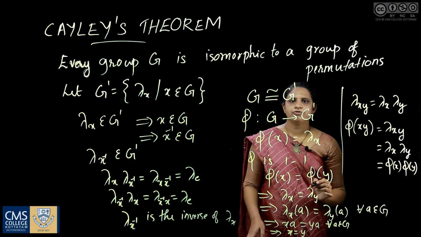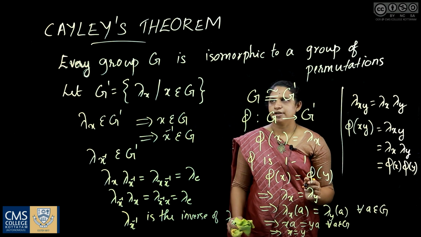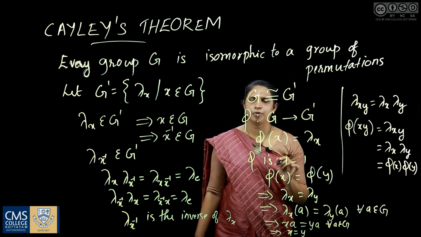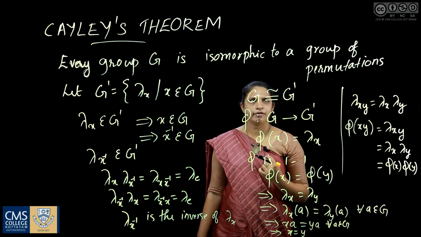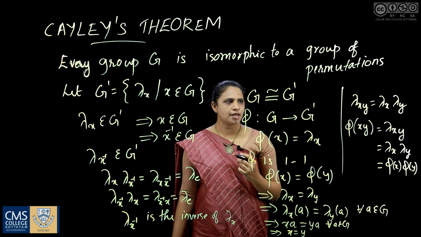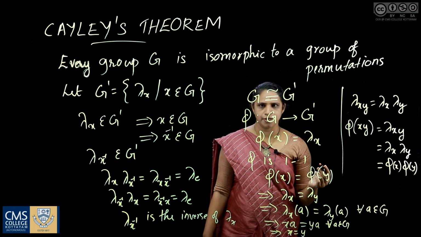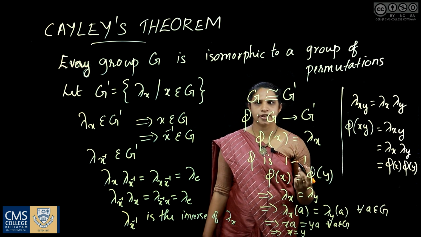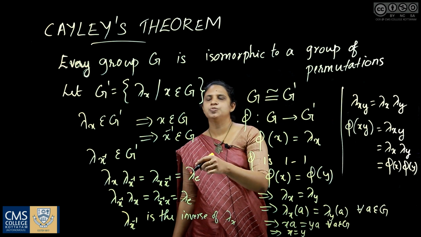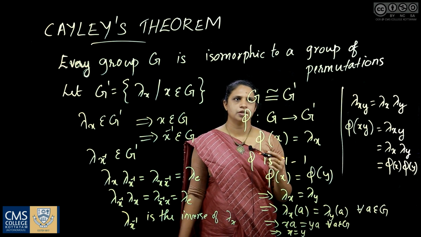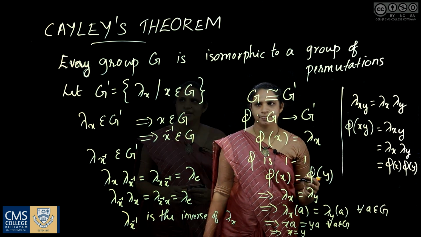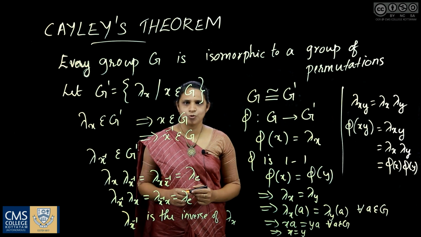So, the proof of Cayley's theorem is completed, because the theorem is: every group G is isomorphic to a group of permutations. Here we have defined a group G dash, which is a subgroup of the symmetric group SG, and all the elements of G dash are permutations, and we showed that our given group G is isomorphic to the subgroup of SG, or the symmetric group SG. Hence, Cayley's theorem is proved.